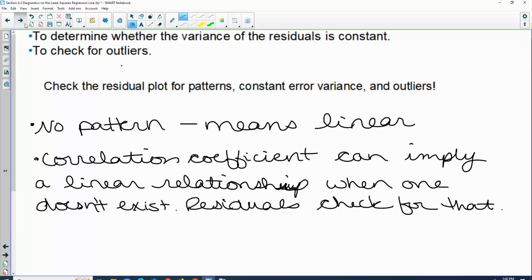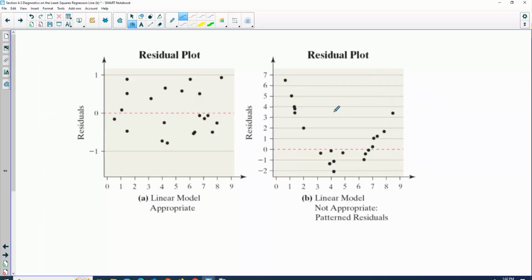So for example, I put a couple residual plots on here. Residuals, we know, are the difference between our observed and our expected. If we plot that, and I'll show you how in a minute, we get a plot that looks like this. What we are looking for is no pattern. Because this is the difference between the observed and the predicted. If there's a big pattern there, that means something else was a better fit. This one doesn't have a pattern, so it is linear.